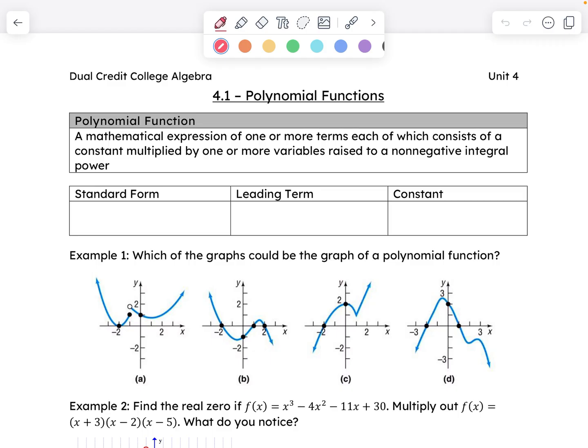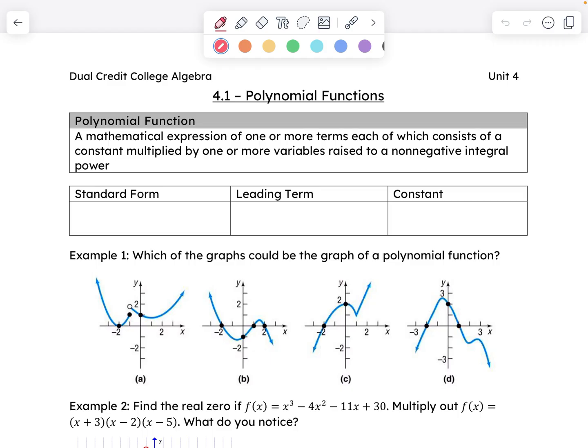So when we say non-negative, that means anything positive or zero. And integral power means an integer, so no fractions, whole numbers here. So technically it could be x to the 0 power, which would just be a constant, so just some number. So keep that in mind as we're going through this.